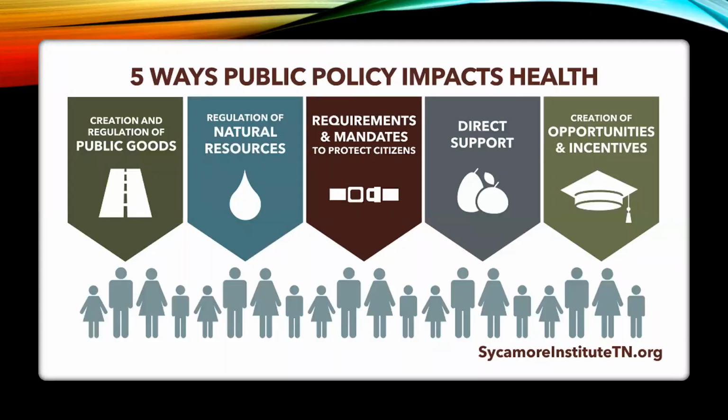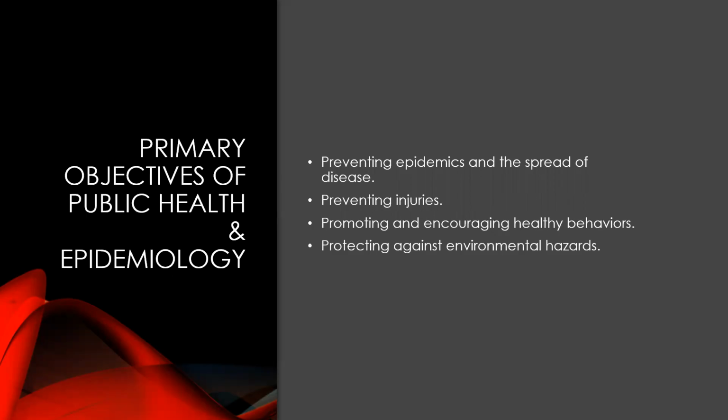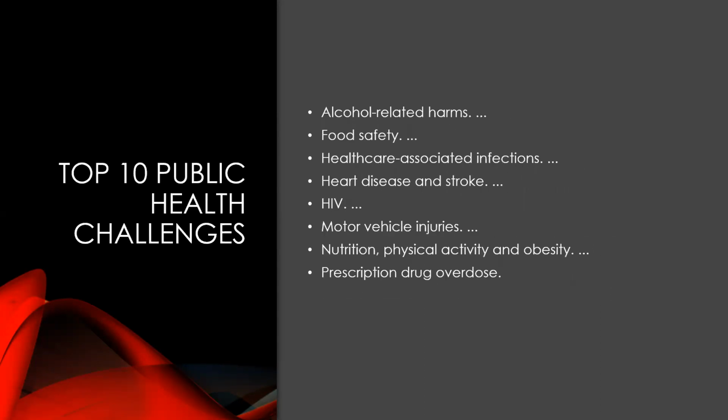Five ways public policies impact health. Number one is creation and regulation of public goods, regulation of natural resources, requirements and mandates to protect citizens, direct support, and the creation of opportunities and incentives. The primary objective of public health and epidemiology is preventing epidemics and the spread of diseases, preventing injuries, promoting and encouraging healthy behavior, and protecting against environmental hazards.